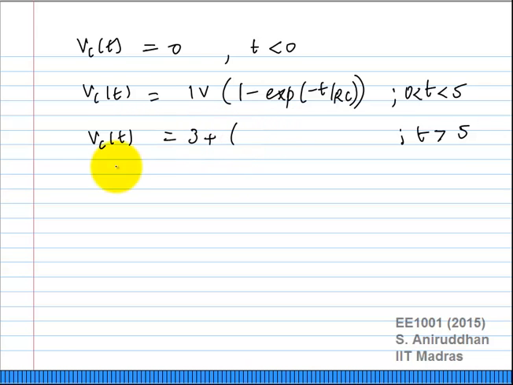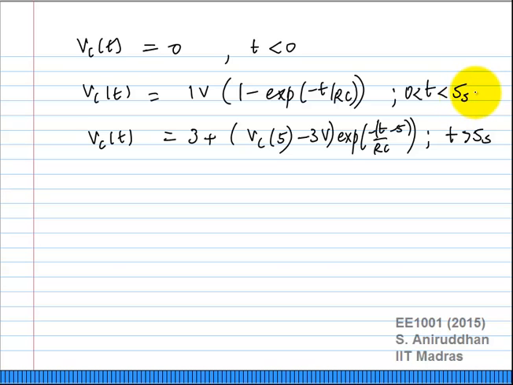What do you do for VC of 0? Yeah. So you take VC of 5 minus 3 volts exponential minus T by RC. This will be the expression. T minus 5. Sorry. You're right. Let me fill that in here. Thanks for pointing that out. That was an error. So this will be the expression for VC of T.